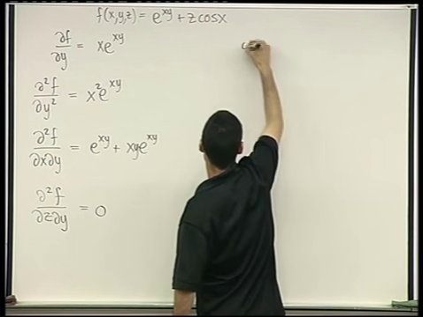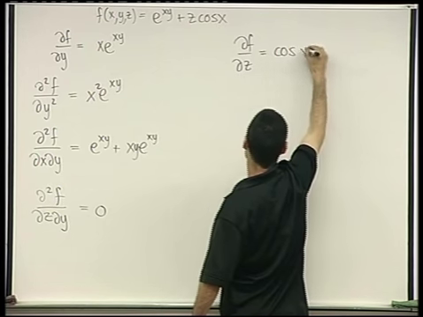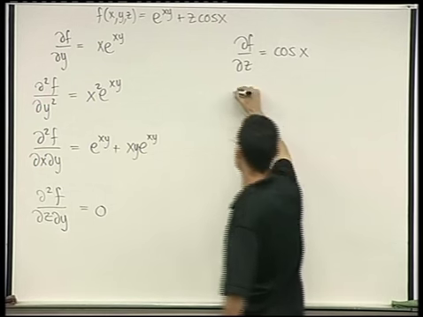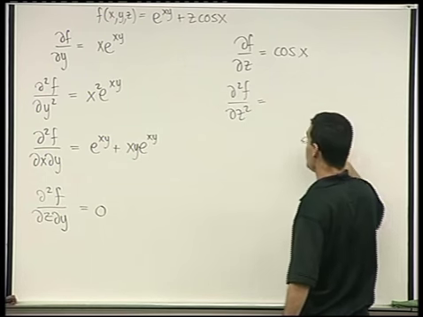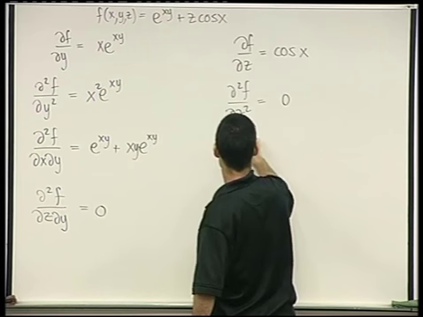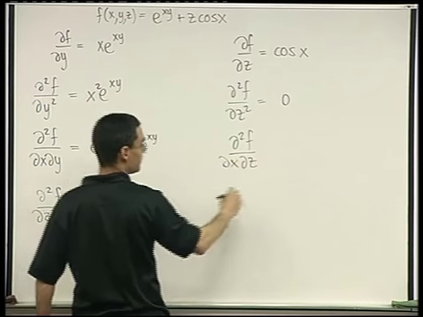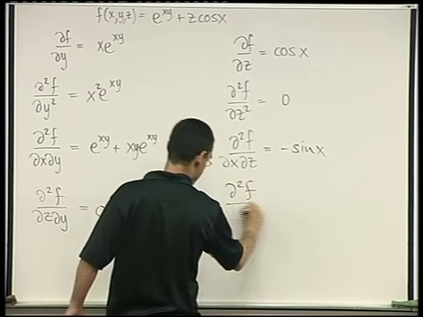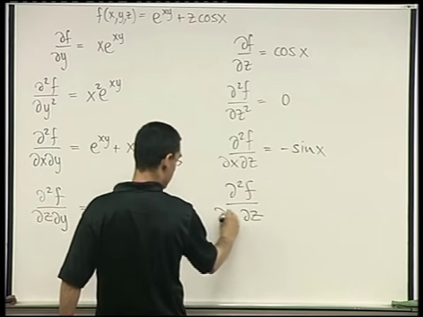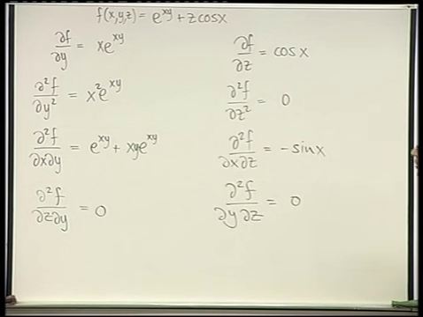So the derivative, so 3 more. The derivative of f with respect to z is just cosine x, right? These are easy. So the derivative of that with respect to z, denoted like this, is 0. The derivative of that with respect to x is minus sine of x. And the derivative of that, the second order derivative with respect to y, is 0 again. Do you agree? Everybody good?